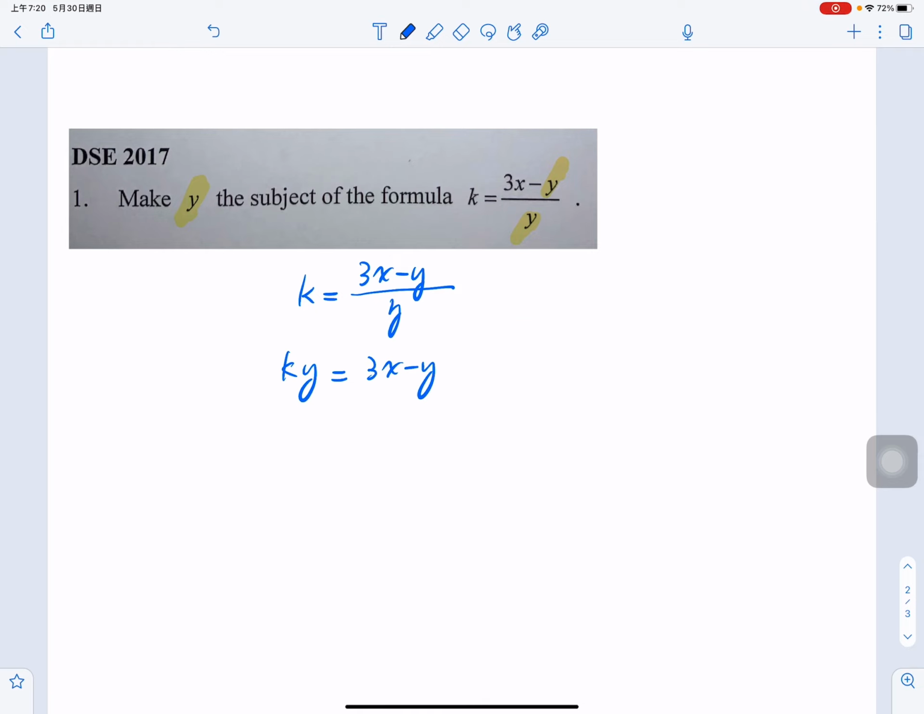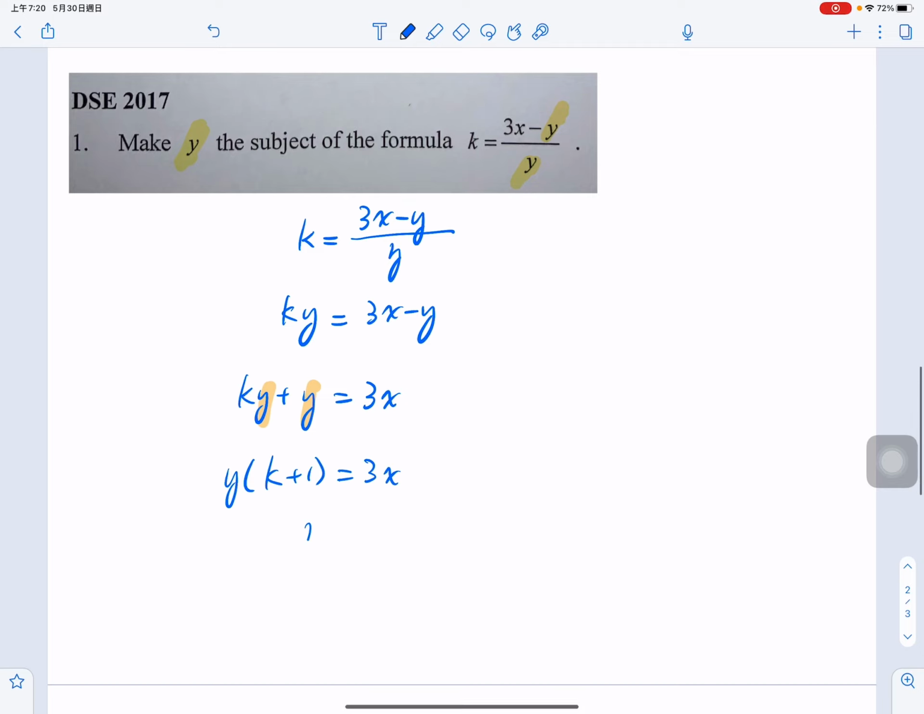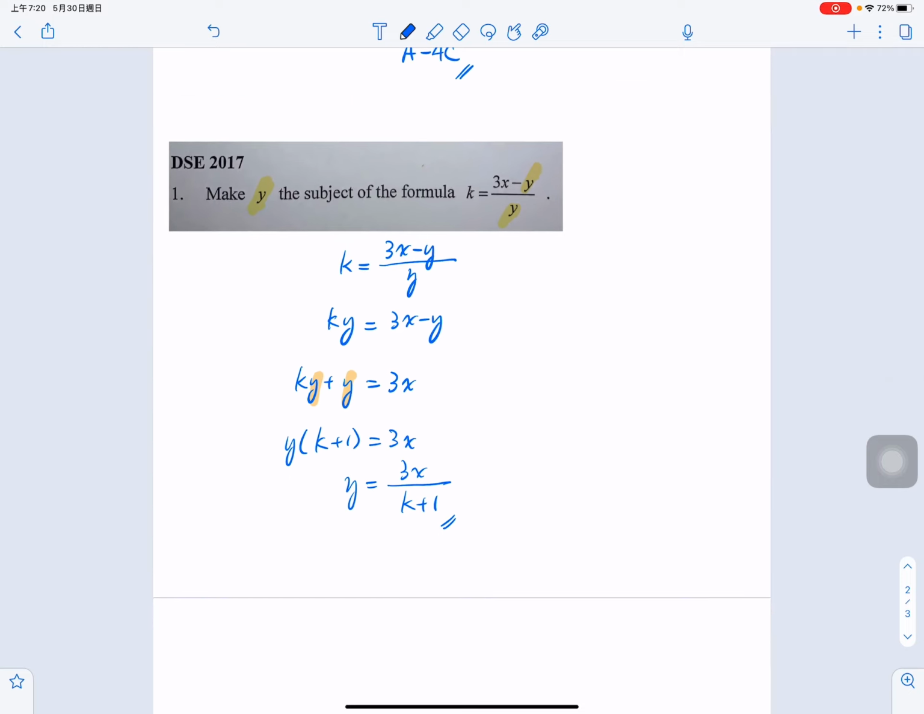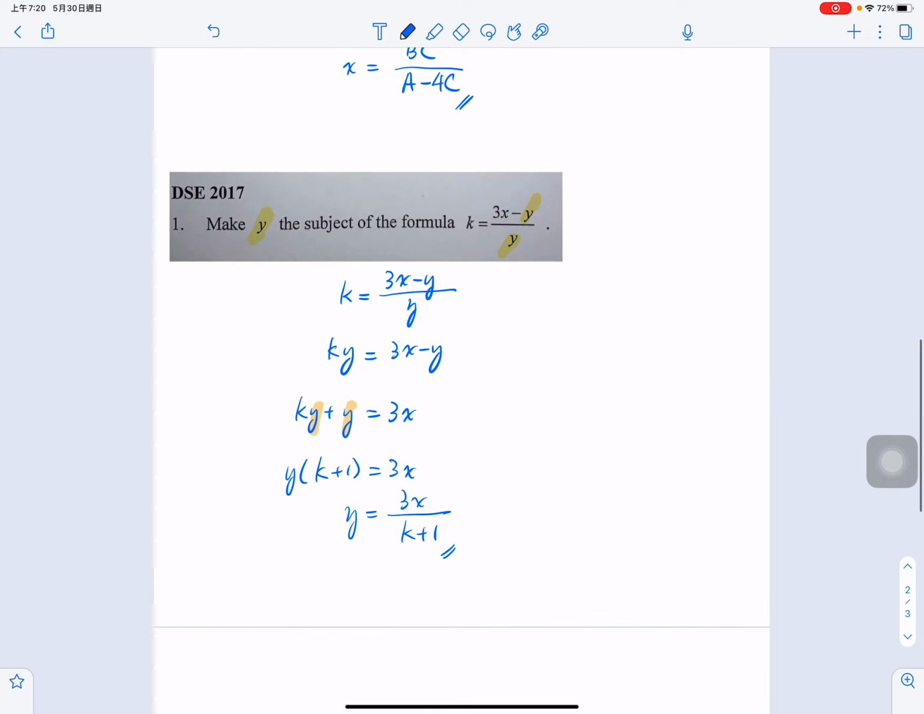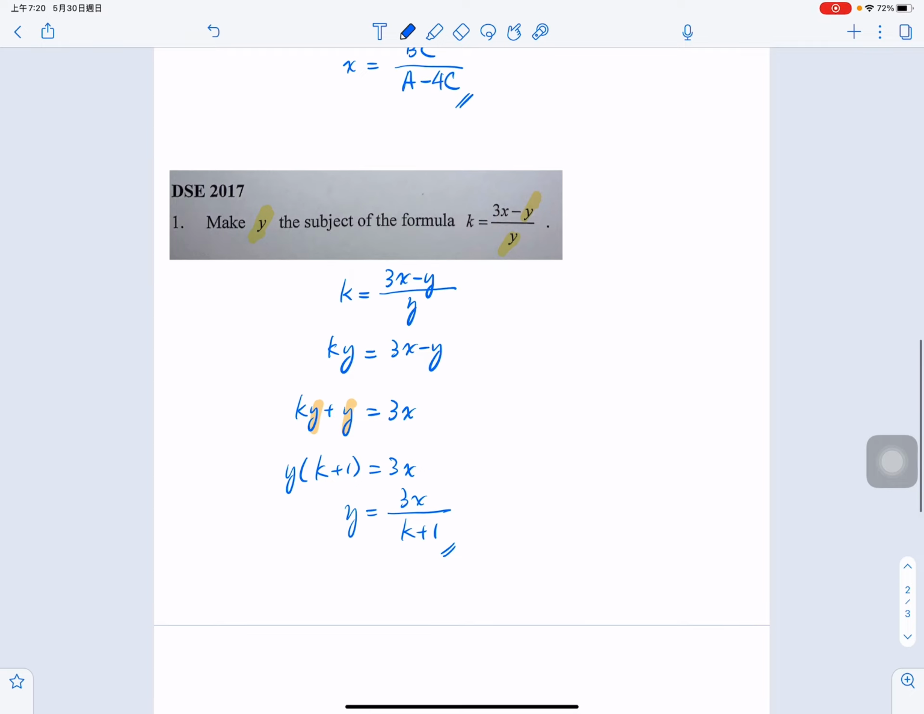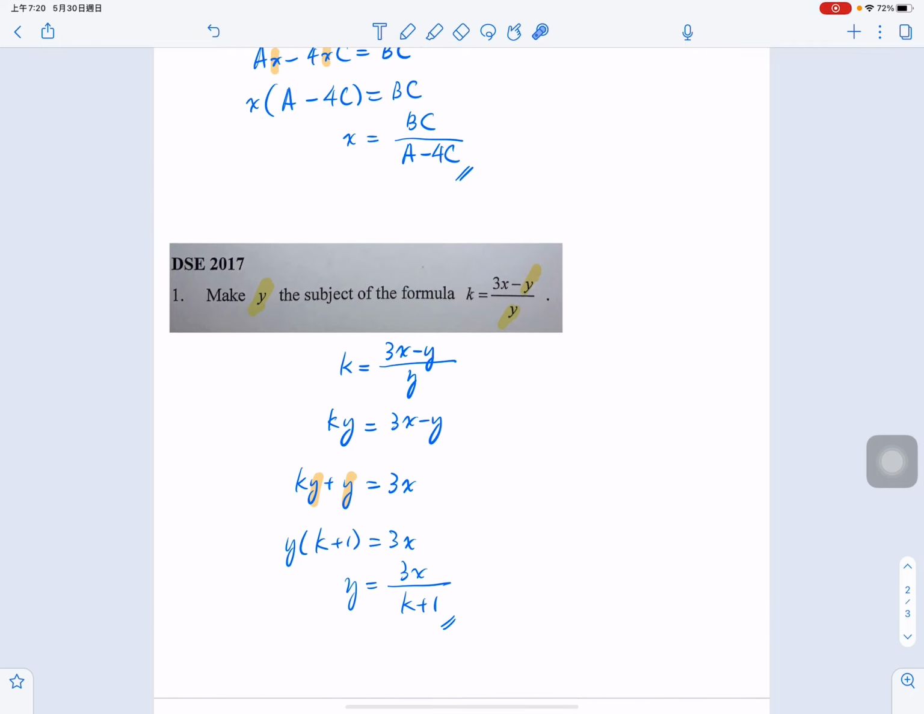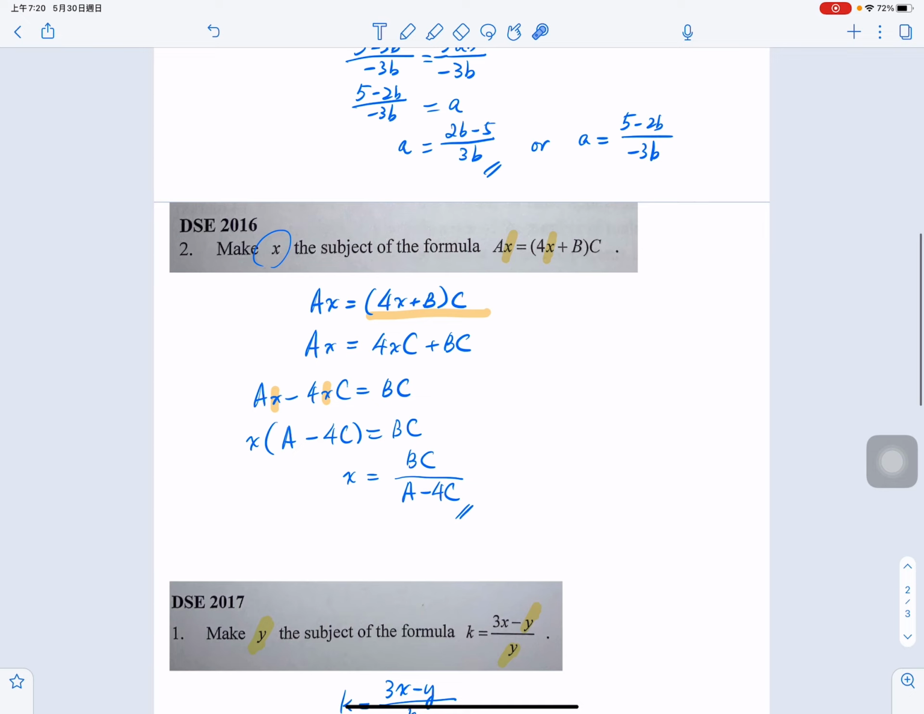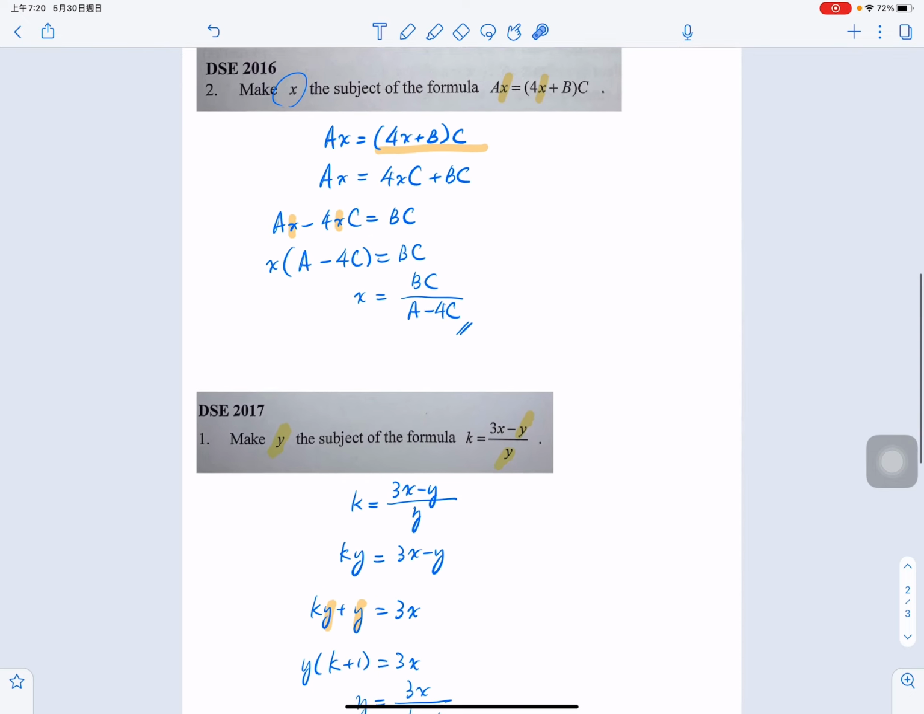Okay, then group all together. ky plus y equals 3x. Now we have a common factor y. Choose the y, okay, times (k plus 1). So finally, y equals 3x over k plus 1. This is the answer. Okay, so hope you remember and understand how to change the subject, how to make a certain unknown, maybe like this, make y the subject of the formula. Okay, make x the subject of the formula.